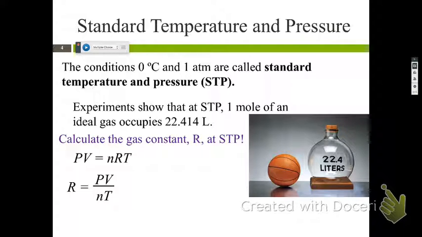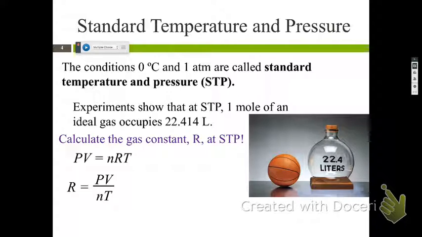Units are extremely important. Can we use pressure in different units than atmospheres? Yes. And this one is probably easier to do in atmospheres because that's what's given for standard temperature and pressure. If we were using millimeters of mercury, it would be 760 millimeters of mercury, and then we'd have a different gas constant. The ratio is still the same. It's just we can use different units for our pressure.